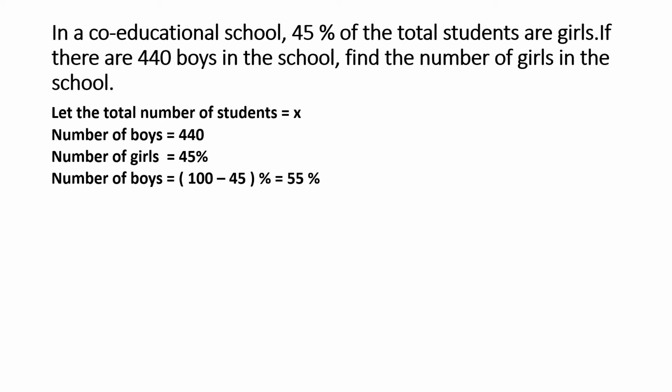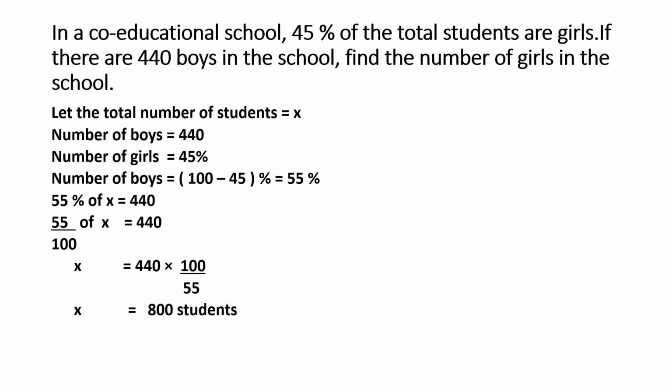Now we have both things: the number of boys in numbers, that is 440, and the number of boys in percentage, 55%. Now we are going to equate. The number of boys is 55% of the total number of students, that is x. So 55% of x is equal to 440. Now 55% is 55 by 100 of x. To find the value of x, this 55 by 100 will go for division on the RHS, which means multiplication with its reciprocal, 100 by 55.